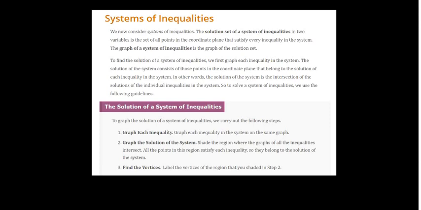The solution set of a system of inequalities in 2 variables is a set of all points in the coordinate plane that satisfy every inequality in the system. The graph of a system of inequalities is the graph of a solution set.